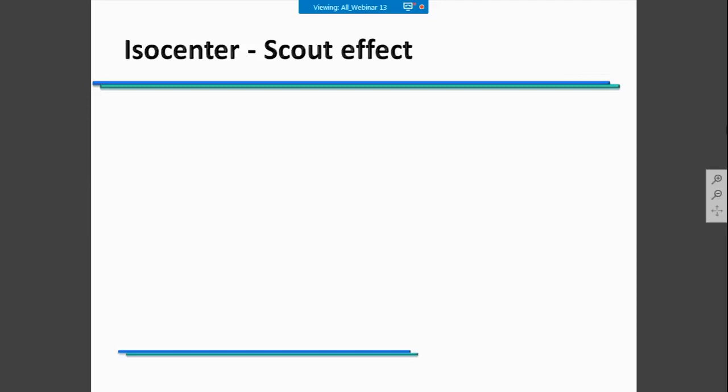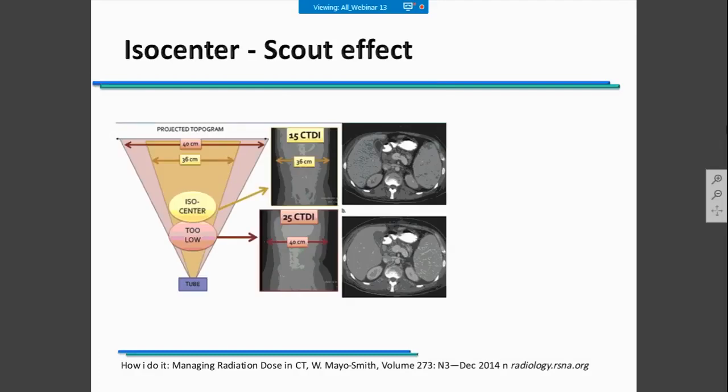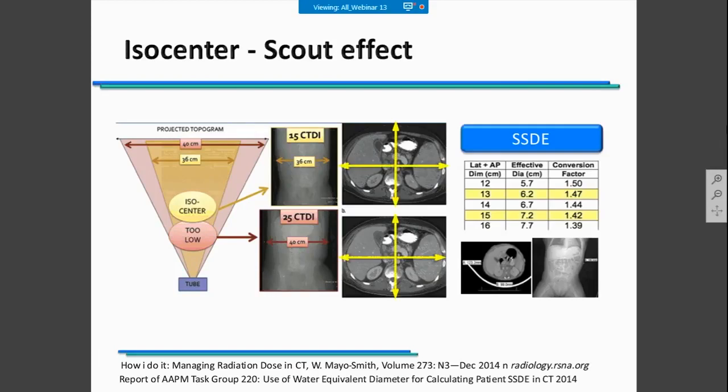Considering the point that I presented before, if you want to calculate SSDE for body CT examinations, you're going to have a scout effect. The scout is going to increase, and you're going to take the measures of the patients, and they will also be increased. The SSDE calculation will have an error because you increase the dose because of the incorrect positioning, and you will also increase the noise because the patient size will be affected on the scout view calculations.